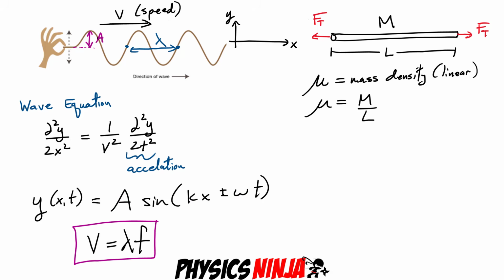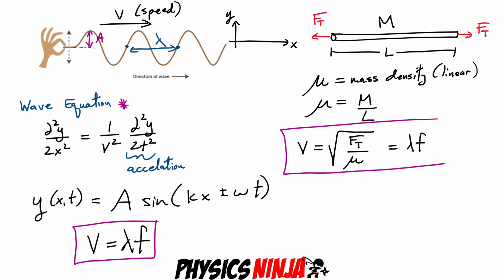I just want to say something else about the speed of the wave, which is very important. If you went through and actually derived this by looking at a little bit of rope and applying Newton's second law to it, what you would get is this expression right here. It would depend on the tension, and it would depend on the mass density of the string. Now this equals lambda f. So we have two expressions to calculate the speed of waves on a string.